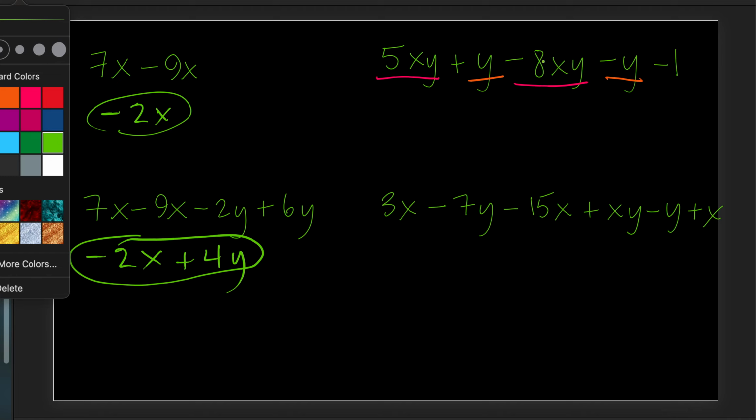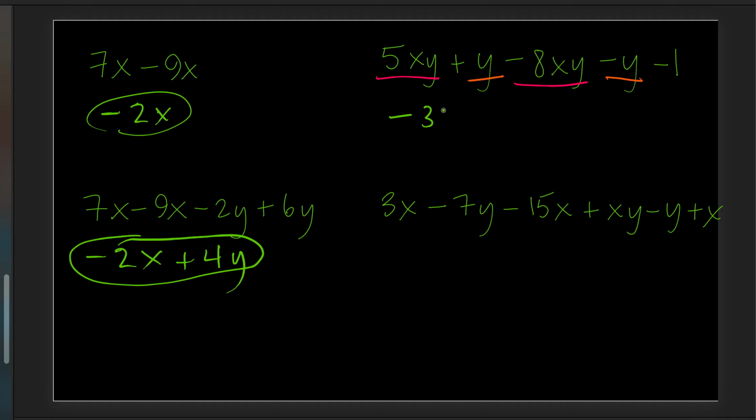So let's combine the xy terms. We have 5 of those and minus 8 of those. That's negative 3 of those. Negative 3xy. And then we have a positive 1y. We don't really write the 1, it's just shorthand in math to not write that 1 there, and you shouldn't be writing it by now. I mean, if you want to, go ahead, but in your answer you shouldn't be writing those ones.